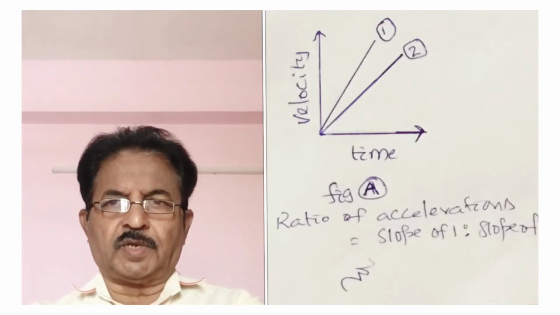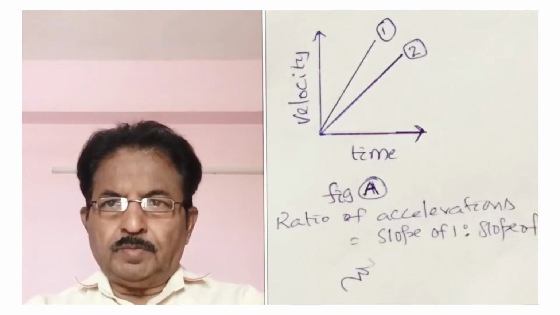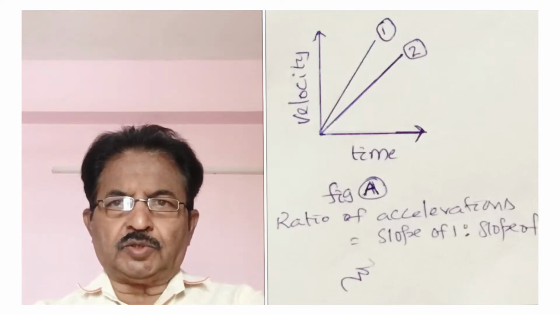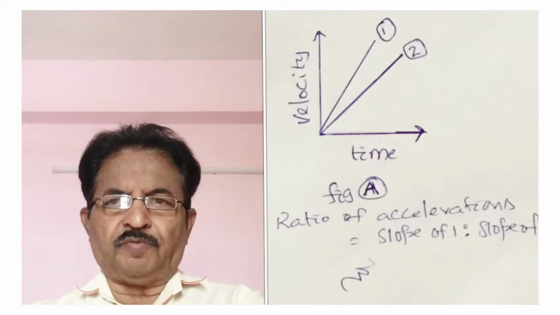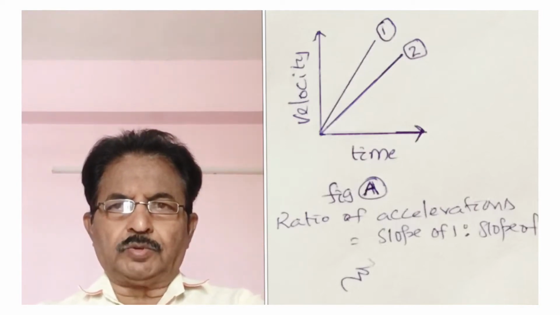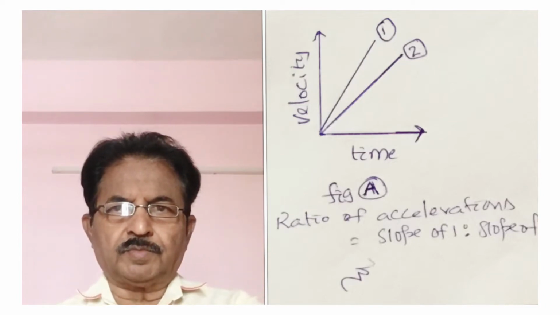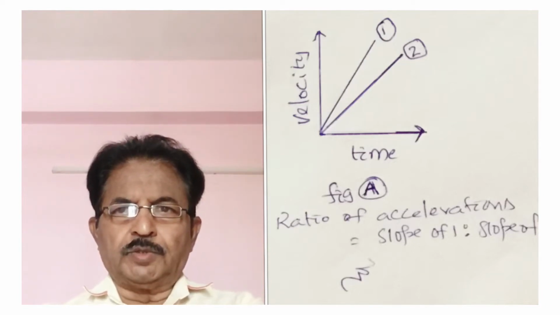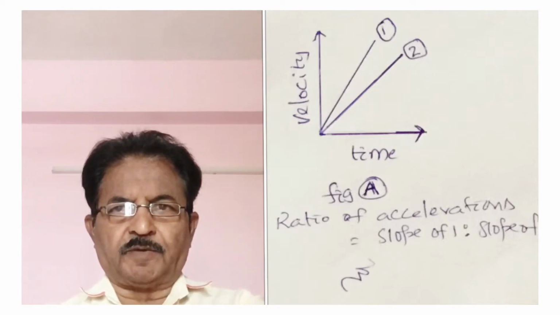Suppose you read the question like this. Your first choice should be to think of either area or slope. Let us see slope. As I told you, slope gives y by x, which is v by t. So in this graph, the slope is equal to acceleration, velocity by time.